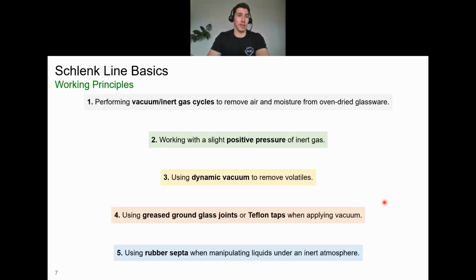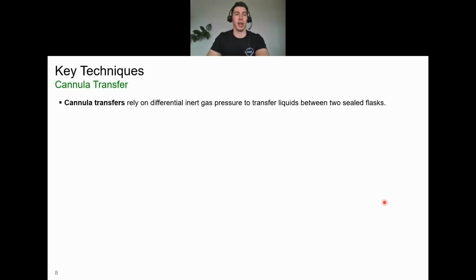And this is especially true when we perform a cannula transfer, which is the first key technique that I want to talk to you about today. The way these work is that they rely on a differential inert gas pressure to transfer liquids between two sealed flasks. And by sealed, I mean that they're both under inert gas in a controlled way.